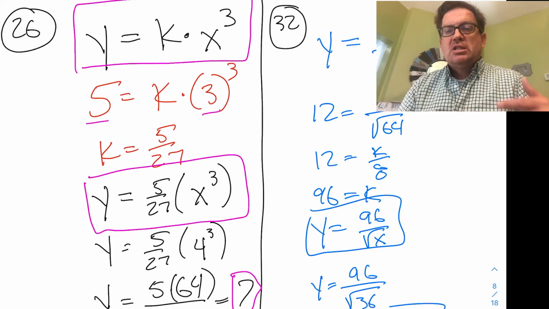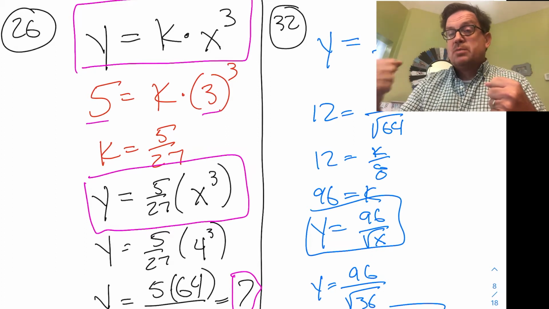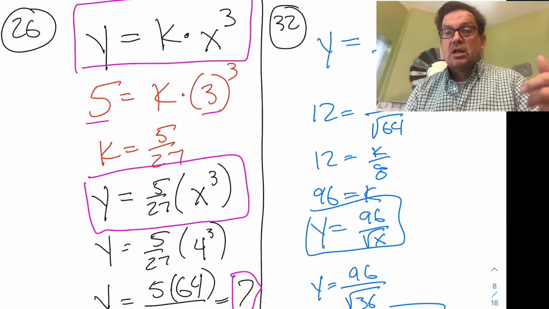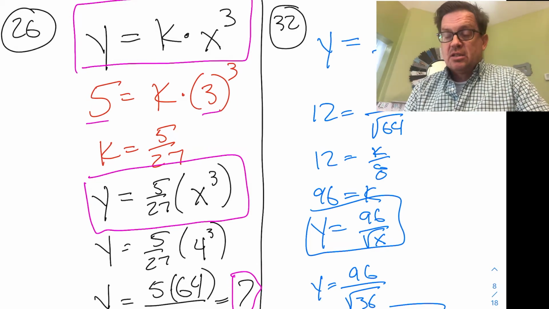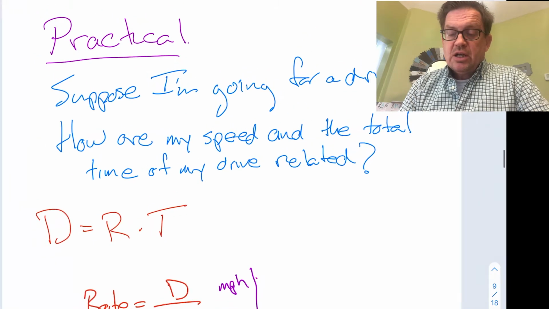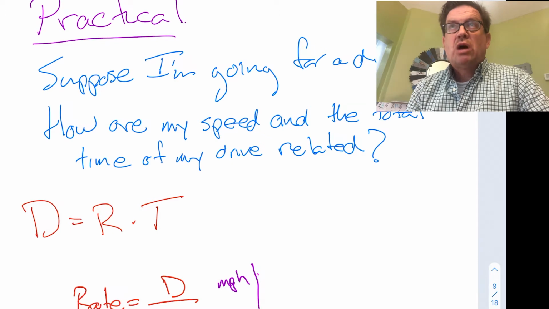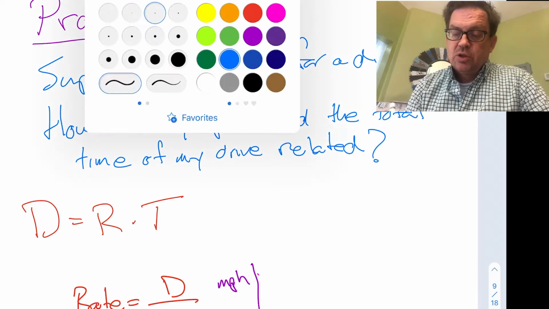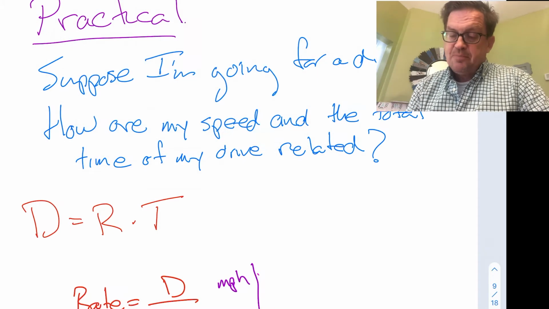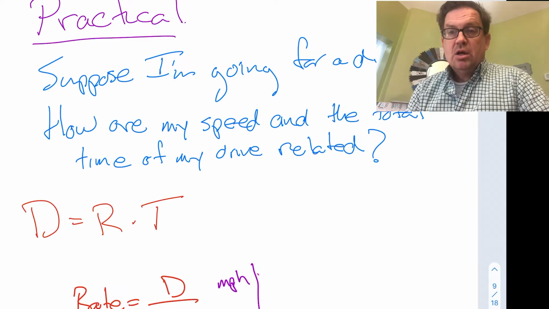And so they give you these formulas in the book that say the variables are related in this way: y varies with respect to the square root of x or something like that. And then you can just find the constant that goes into that equation. But it turns out this has a lot of practical uses too, where you can understand the relationships between 2 variables. For instance, suppose I'm going for a drive. How are my speed and the time it takes for me to drive related? Well, we know an equation: distance is rate times time.